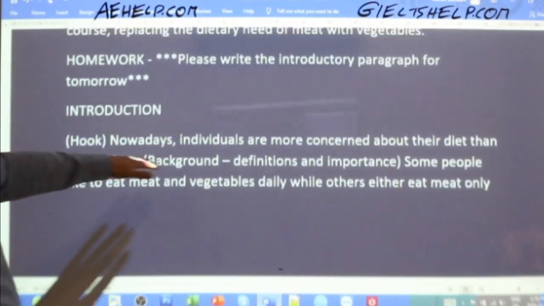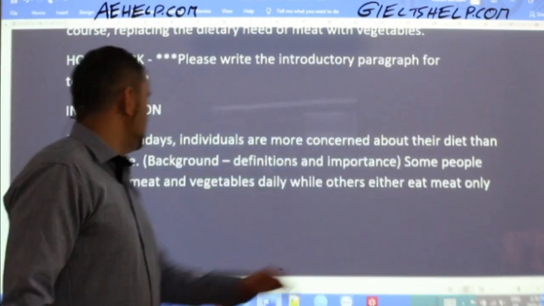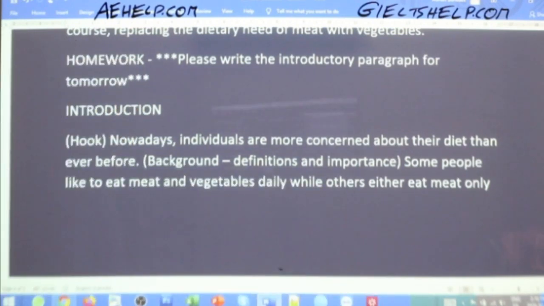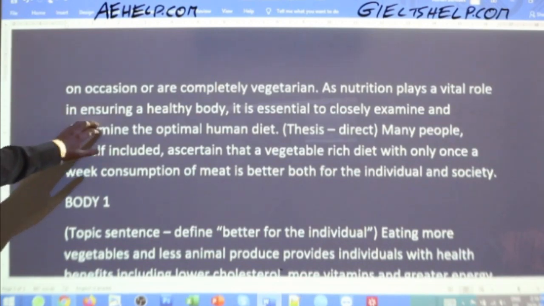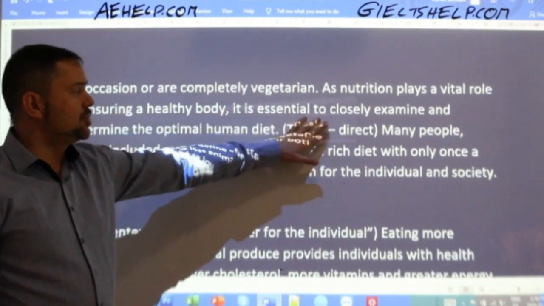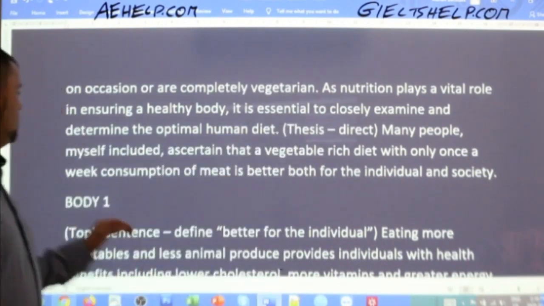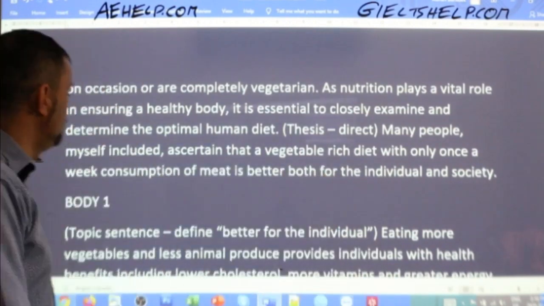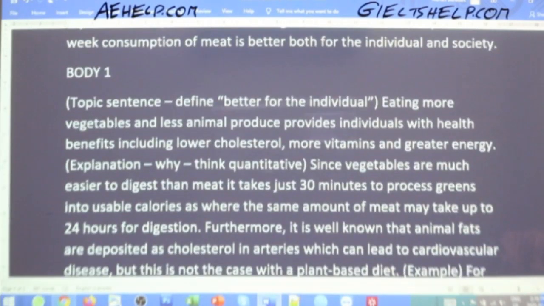So, nowadays, individuals are more concerned about their diet than ever before. Some people like to eat meat and vegetables daily, while others either eat meat only on occasion or are completely vegetarian. As nutrition plays a vital role in ensuring a healthy body, it is essential to closely examine and determine the optimal human diet. Many people, myself included, ascertain that a vegetable-rich diet with only once a week consumption of meat is better both for the individual and society.